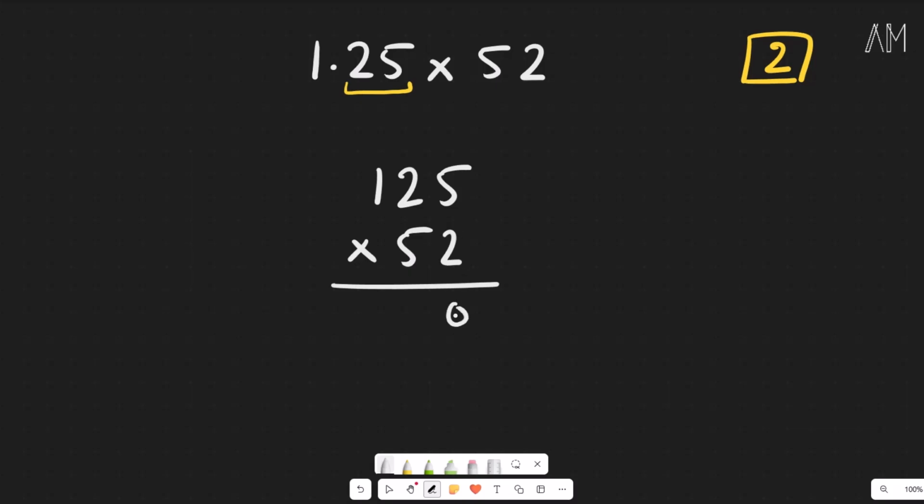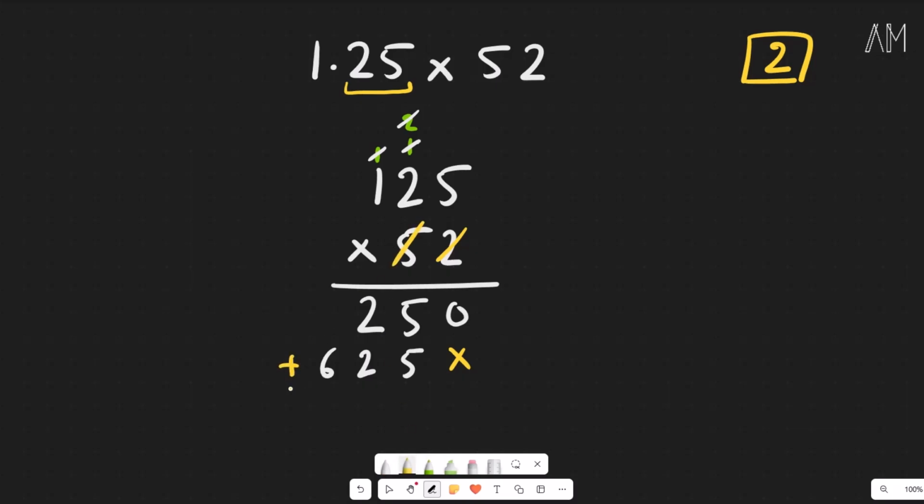2 times 5, that's 10. 0 down, 1 up. 2 times 2 is 4, plus 1 is 5. And 2 times 1 is 2. We finished from the 2, and we save its space. 5 times 5, that's 25. 5 down and 2 up. 5 times 2 is 10, plus 2 is 12. 2 down and 1 up. And 5 times 1 is 5, plus 1 is 6. We're done from the multiplication.